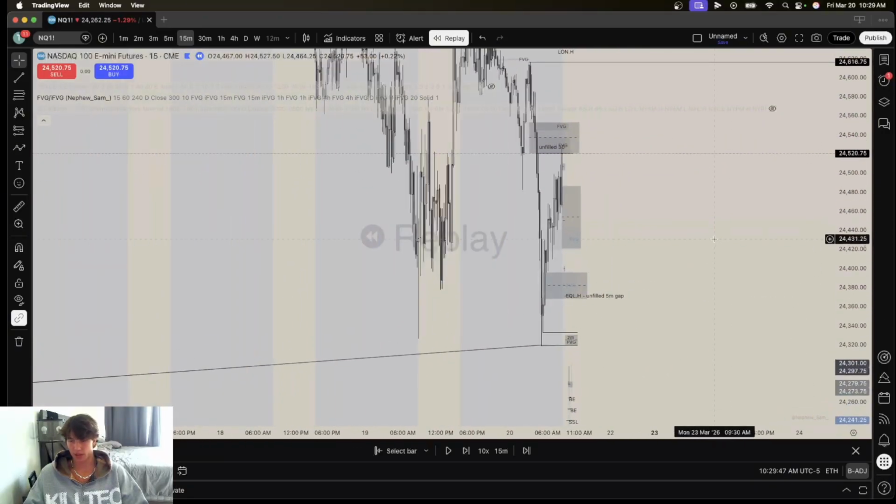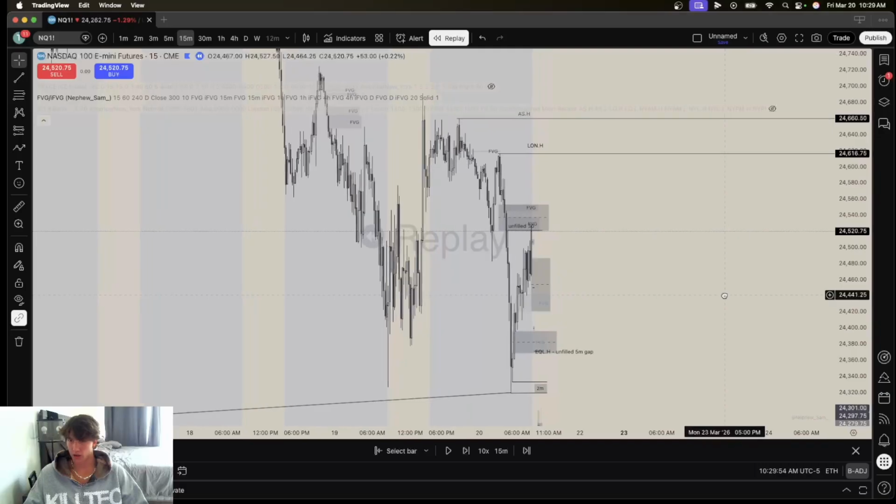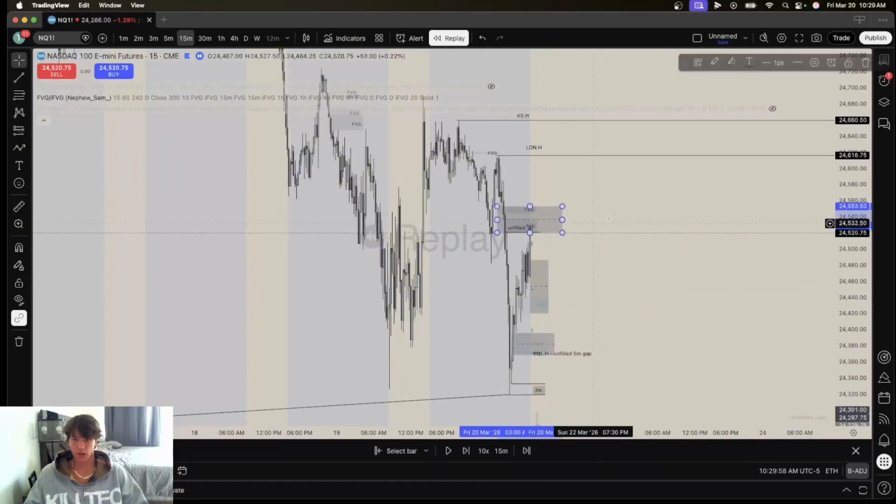You don't want to be the hero in this example to long it and just be like, oh, I'm going to catch the bottom of this and long this. No, you realistically don't want to. But today was another example of react, don't predict. So I created two conditions. What was my first condition? My first condition was this 30-minute fair value gap that was unfilled.